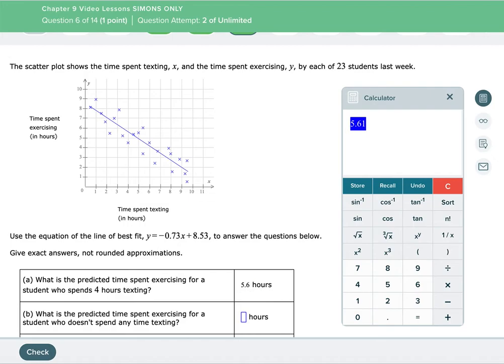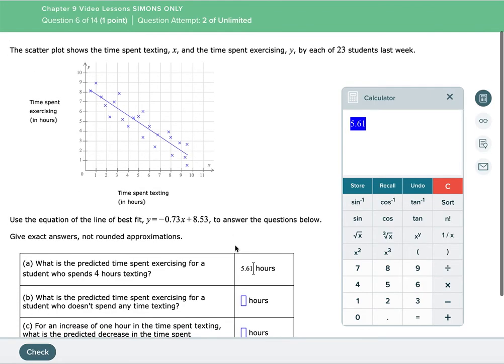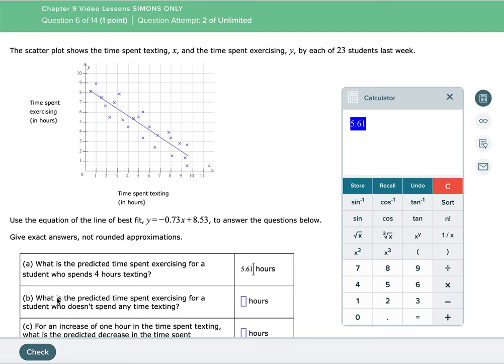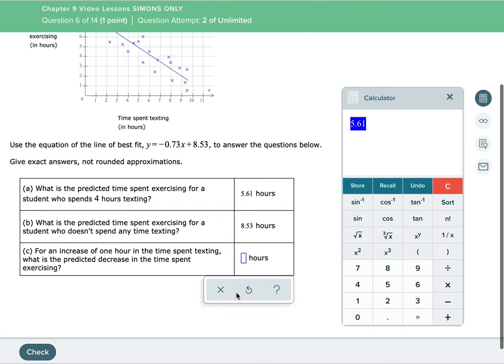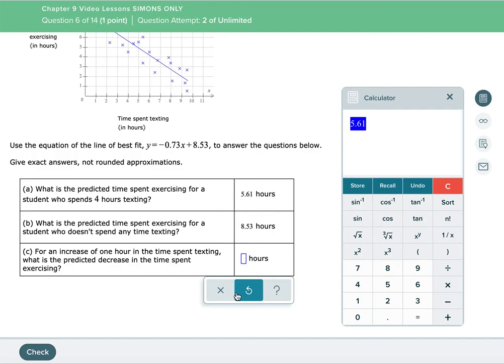That looks reasonable. All right, B, what's the predicted time spent exercising for a student who doesn't spend any time texting? Well, if you don't text, that puts you at 0 hours, and that means wherever this line crosses right even with here. Well, we can get that from the equation because that's your y-intercept. So it's going to be this number right here, 8.53. So predicted time is about 8.5 hours exercising for a student who doesn't text at all. So they're saying here that the less you text, the more you exercise. The more you text, the less you exercise. It's a negative relationship, right?